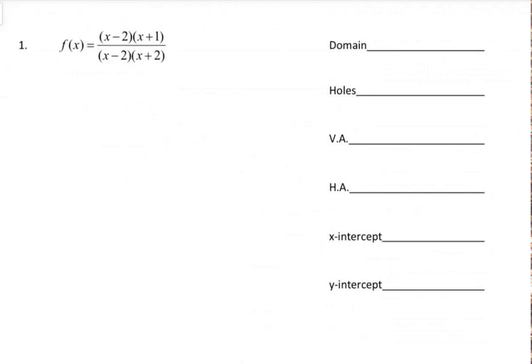So we start with the domain, and remember for the domain we want to set the denominator not equal to 0. So for this one, my domain is x cannot equal -2 and x cannot equal 2. Now, if we move to the holes, remember, I want to look for a common factor in the numerator and the denominator, and I see x minus 2 is a common factor. So x minus 2, set that equal to 0 and solve for x. And I have a hole located at 2 comma something.